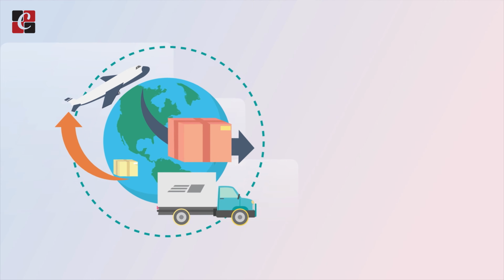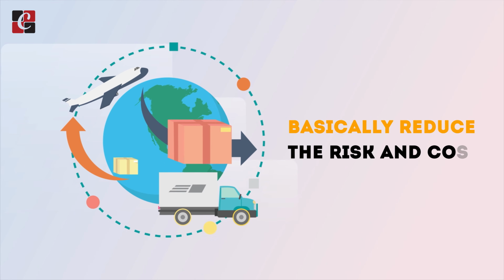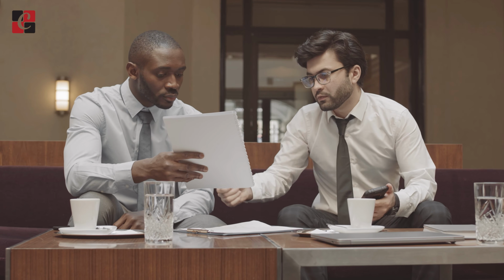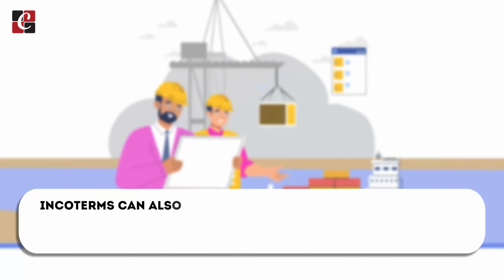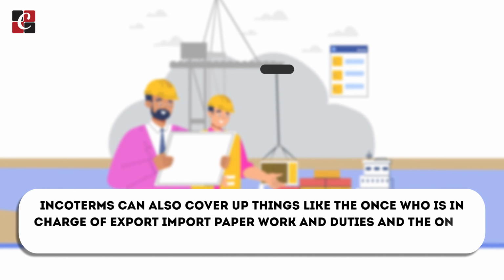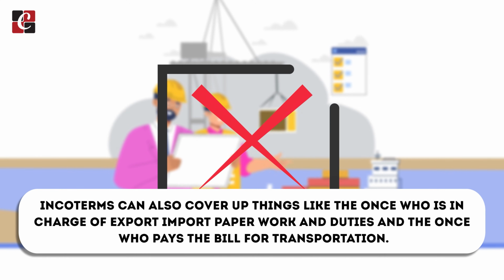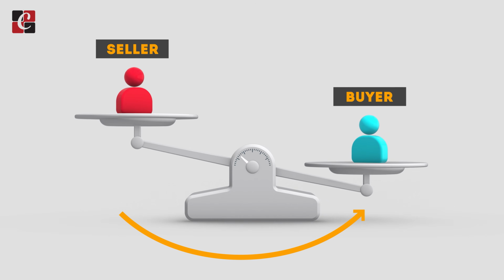Yes, Incoterms, when used between the sale and purchase of a commodity, basically reduce the risk and cost. Also, there are transportation obligations between the buyers and sellers, which can also be reduced by using Incoterms. Incoterms can also cover who is in charge of export-import paperwork and duties, and who pays the bill for the transportation. Other than that, these Incoterms also define the exact point where responsibilities and risk pass from the seller to the buyer. And is there something they don't do?